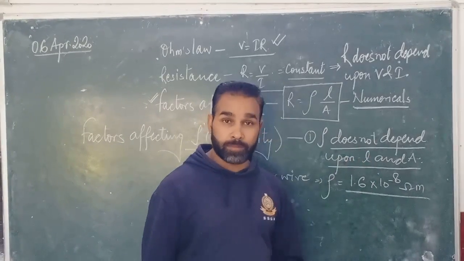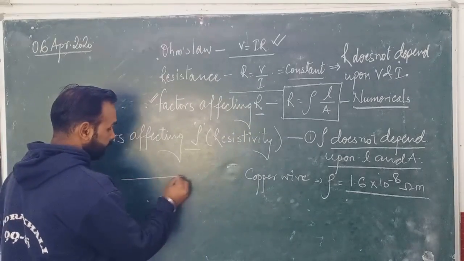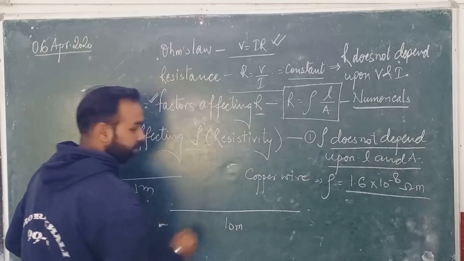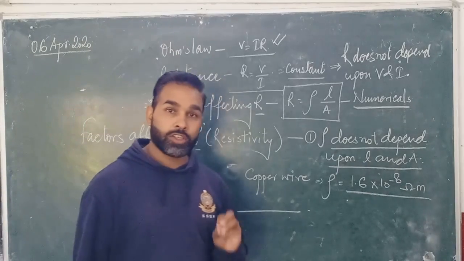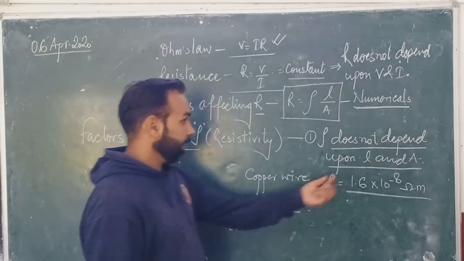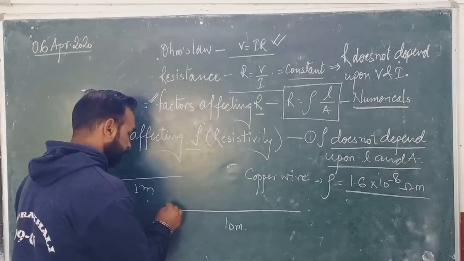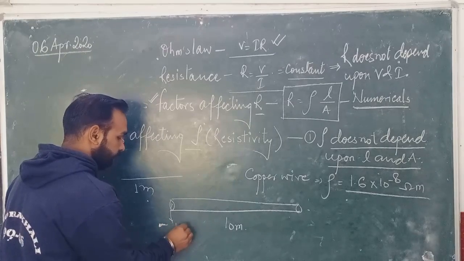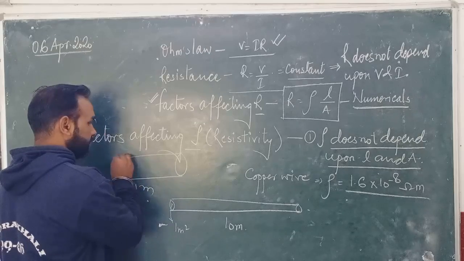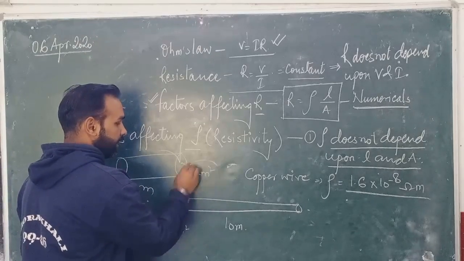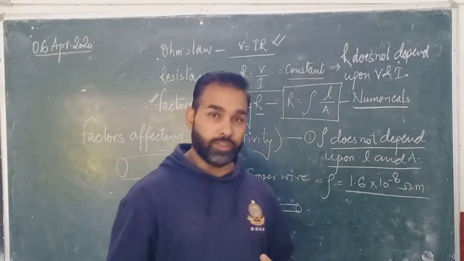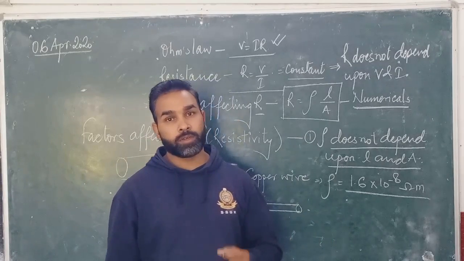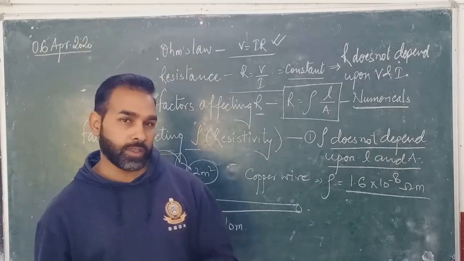So this statement symbolizes that whether a copper wire of 1 meter is there or a copper wire of 10 meter is there, its resistivity will not change. Secondly, it does not depend on area of cross section. For example, if this wire has an area of cross section of 1 meter square or 2 meter square, its resistivity will not change. So this is a very important point, that resistivity does not depend upon length and area of cross section.